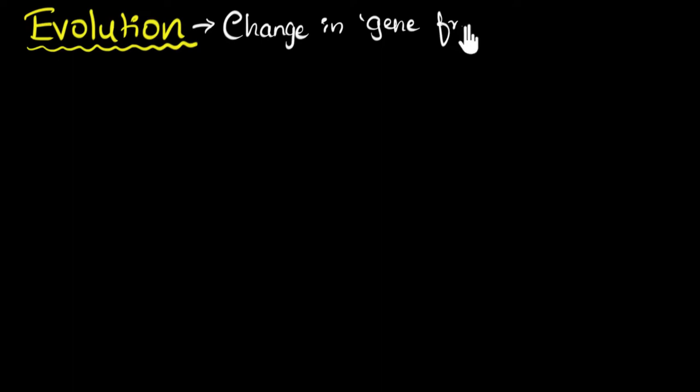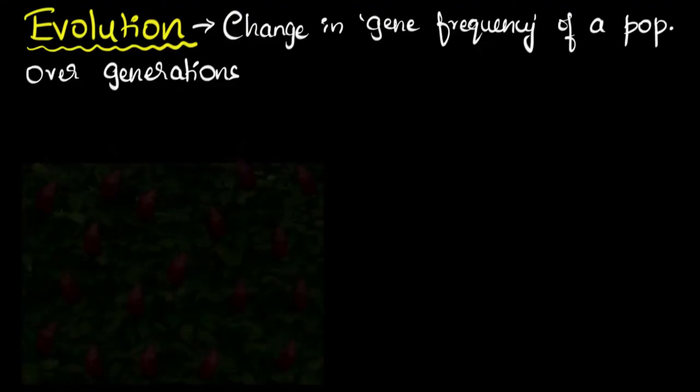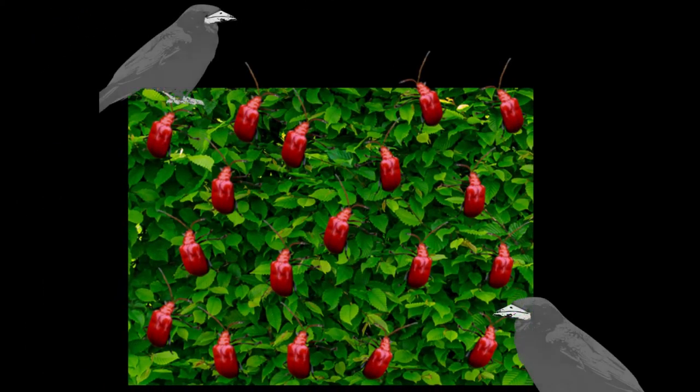So evolution can be defined in many ways. I like to think of it as change. It's a change in something called the gene frequency, and we'll talk about what this is in a second, of a population over generations. Okay, so a lot of fancy words over here, right? So to make sense of this statement, let me tell you a story of beetles and crows.